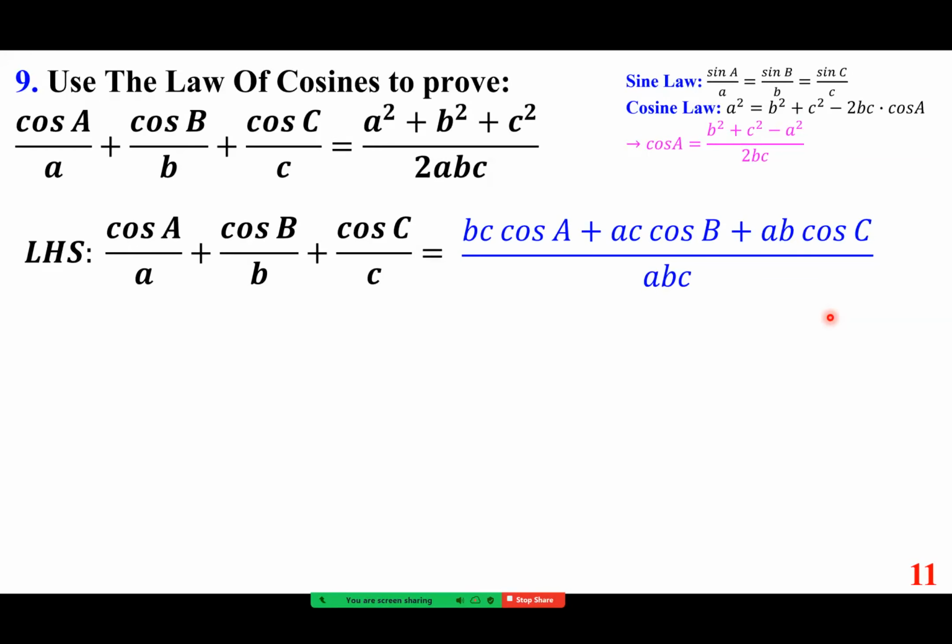Taking a common denominator should not be a big deal. I go back to this one. And I notice the denominator is 2bc here, the denominator is abc.